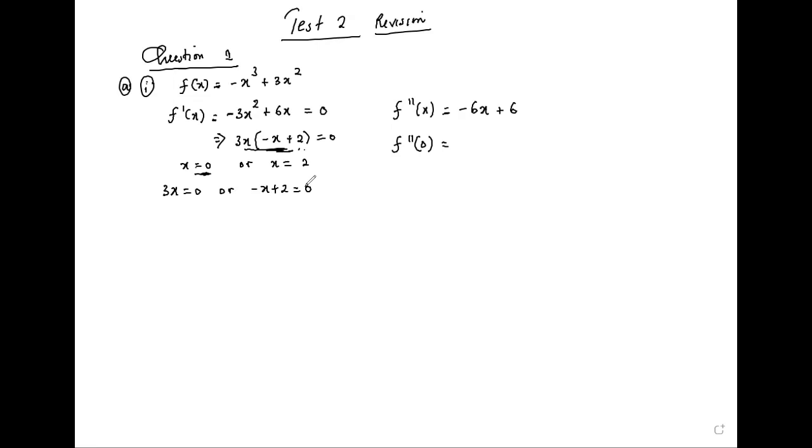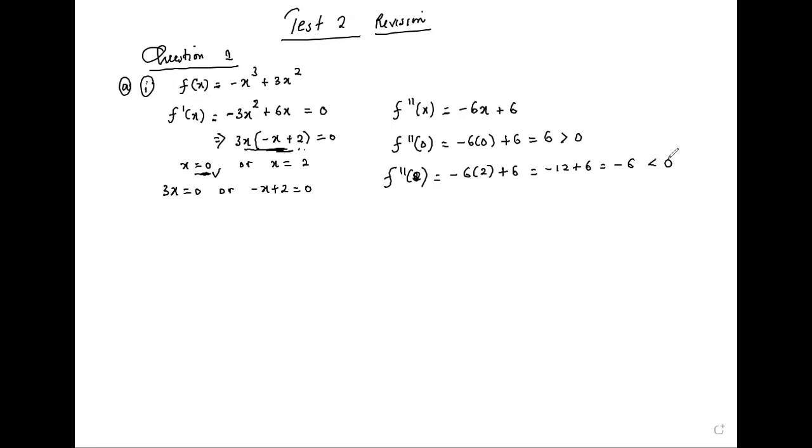So you now pick these numbers and substitute in the second derivative. So you have minus 6 times 0 plus 6, giving us 6, greater than 0. You want to check whether it is positive or negative. Then for x equals 2, you have minus 6 times 2 plus 6, which is minus 12 plus 6, which is minus 6. Then this is less than 0, right?